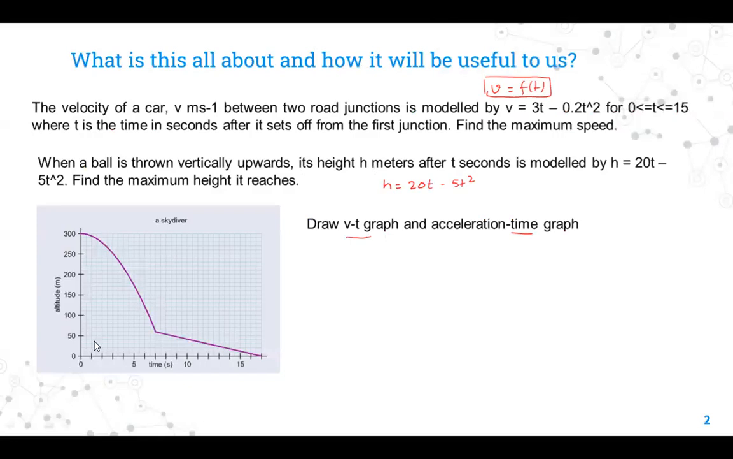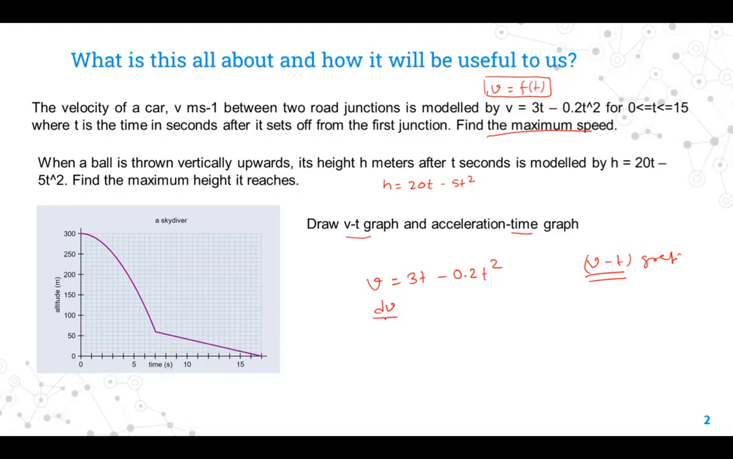Now let us try to take the first problem. The first problem is velocity equal to 3t minus 0.2t square. We have to find out the maximum speed. So this is a v versus t graph. If it is a v versus t graph, what do we have to find out?